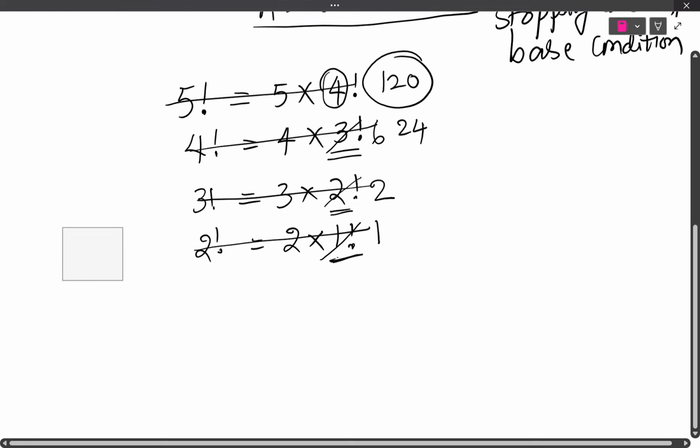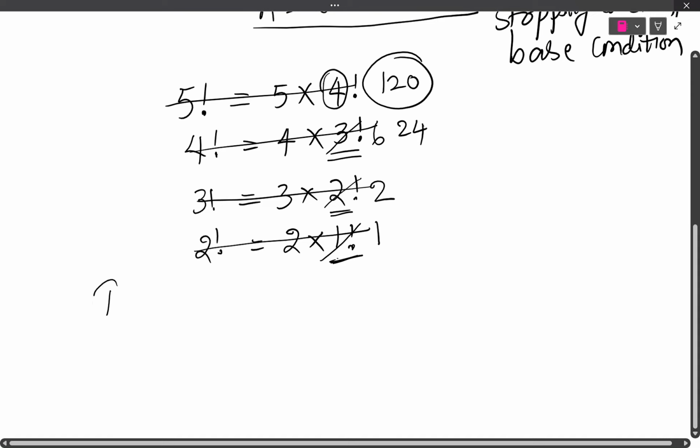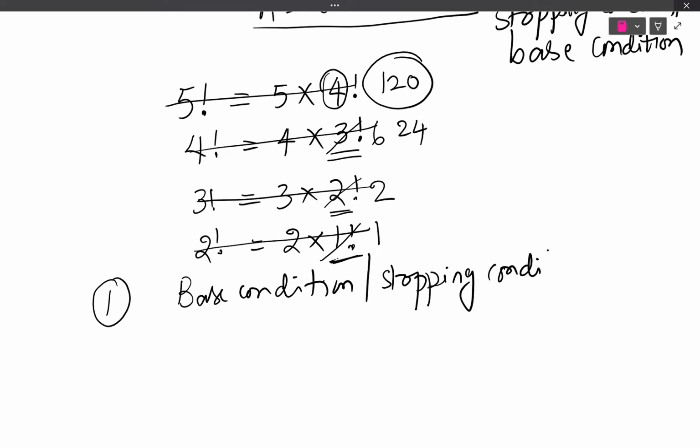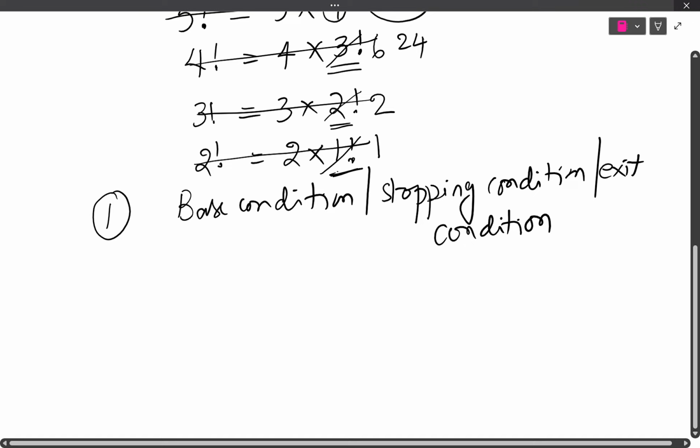So for a recurrence relation or recursive function, what is the fundamental thing we need to take care of? Base condition or stopping condition or exit condition. This is a very important criterion to be taken care of.